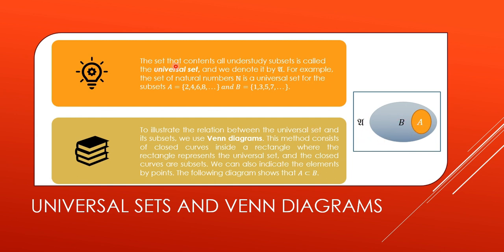The set that contains all subsets under study is called the universal set, and we denote it by this symbol. For example, the set of natural numbers is the universal set of the subsets A, {2, 4, 6, 8, and so on}, and B, {1, 3, 5, 7, and so on}. To illustrate the relation between the universal set and the subsets, we use a Venn diagram. This method consists of closed curves inside a rectangle, where the rectangle represents the universal set and the closed curves represent subsets. We can also indicate the elements by means of points. The following diagram shows that A is a subset of B.